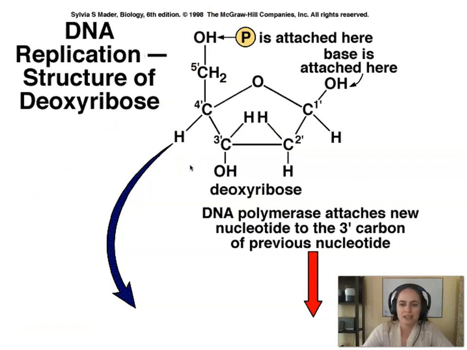So when we synthesize our DNA, when we're undergoing synthesis, we're always going to attach our next nucleotide to the 3'. We're always going to go from here to a phosphate to a sugar, and then that 3' is going to go to another phosphate to another sugar. So we're always adding on in this direction.